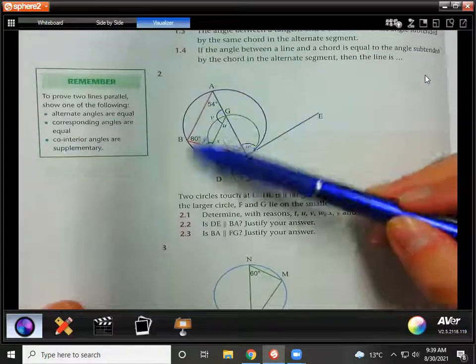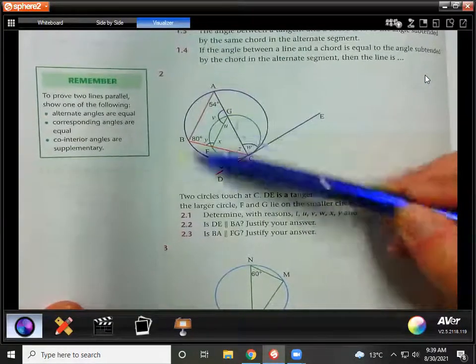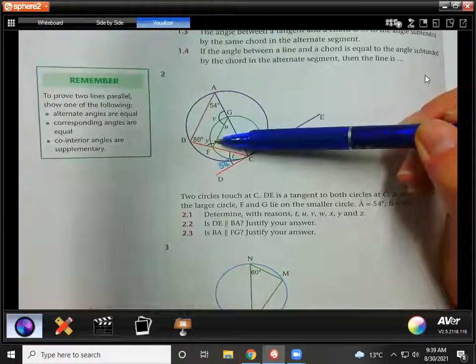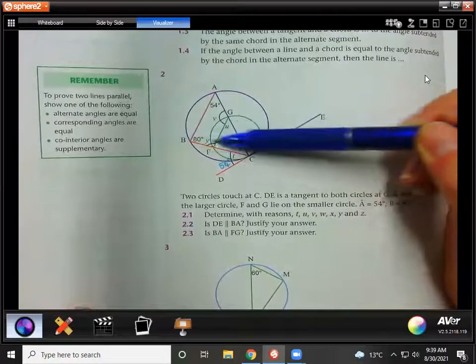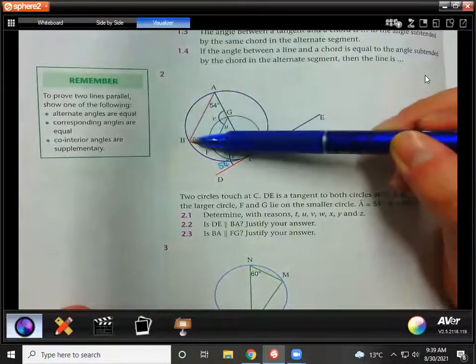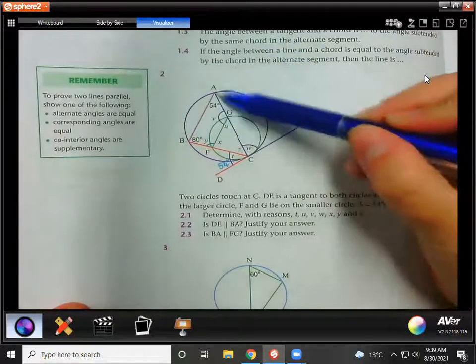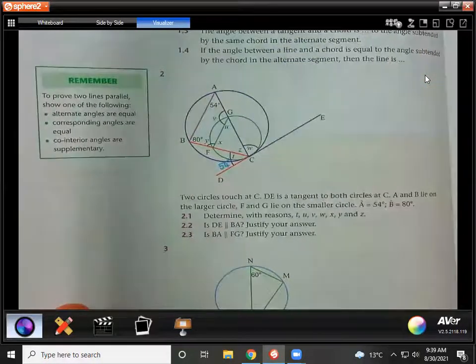But guys, you also could have done co-interior angles, all right? The C shape, if you wanted to. That was 80 and that was 100. We had to calculate Y as well. So those two add up to 180. And remember, co-interior angles, if they lie between parallel lines, add up to 180. And it's the same with these two. They also add up to 180.